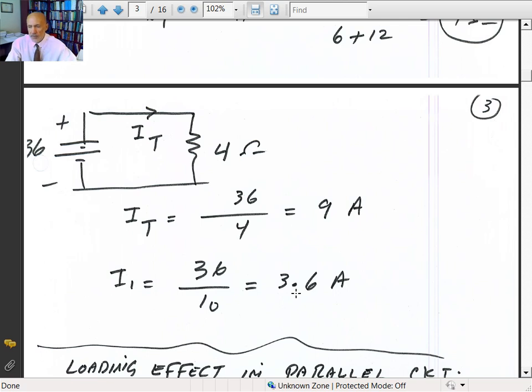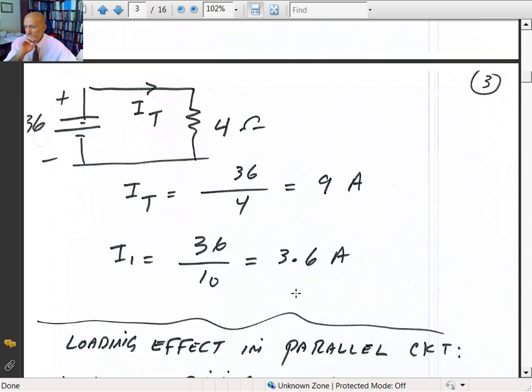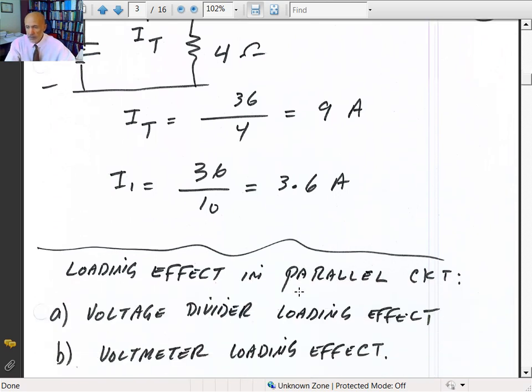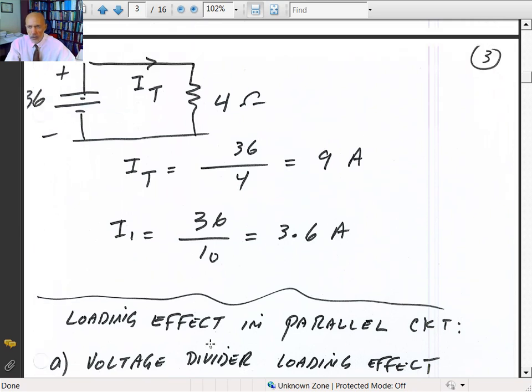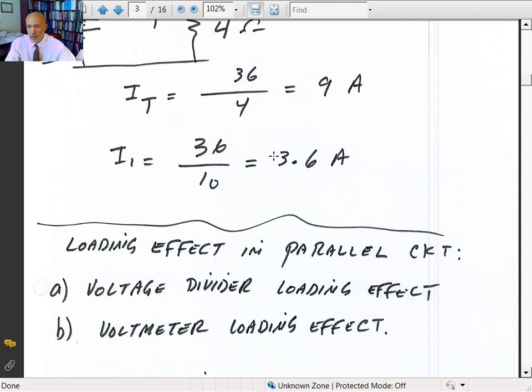Now, every time you're dealing with parallel circuits, you're interested in loading effects. There are 2 categories that we're going to look at for loading effects. One is the voltage divider loading effect, and another one is the voltmeter loading effect, because every time you measure a voltage across a given load, you must put a voltmeter connected in parallel with it. And when you do that, it really does have a loading effect, unless the voltmeter is ideal.